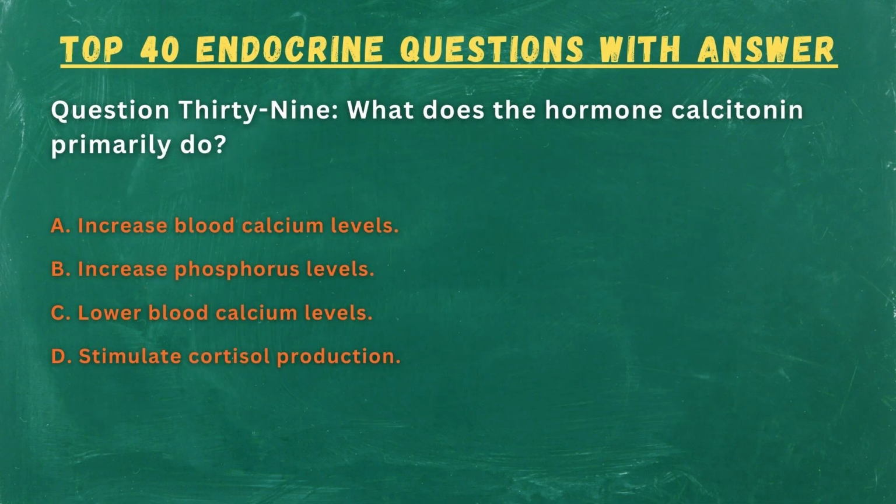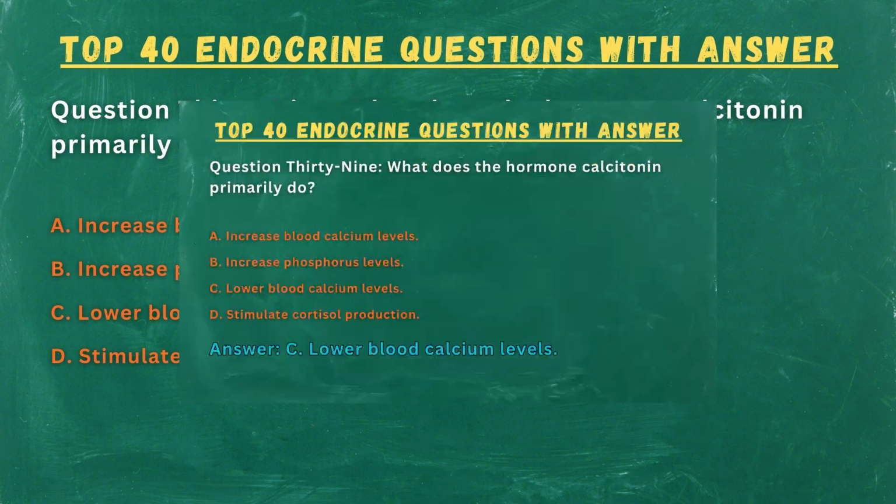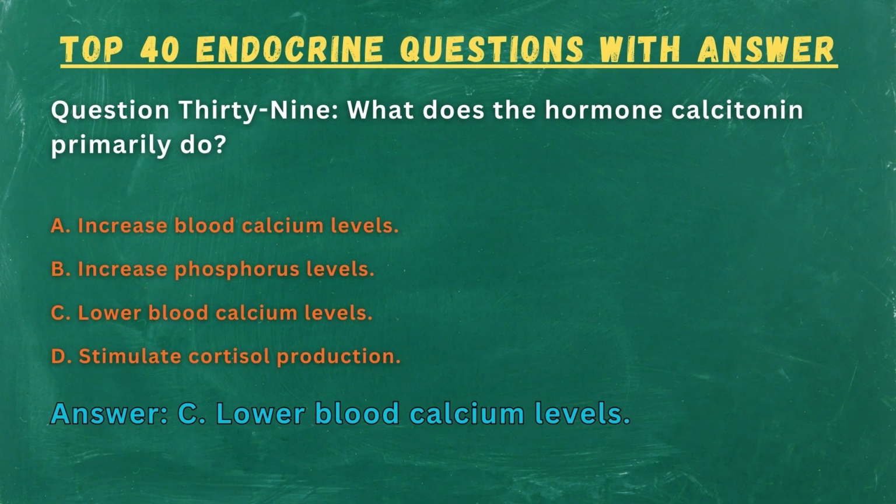Question 39. What does the hormone calcitonin primarily do? A. Increase blood calcium levels. B. Increase phosphorus levels. C. Lower blood calcium levels. D. Stimulate cortisol production. Answer: C. Lower blood calcium levels.